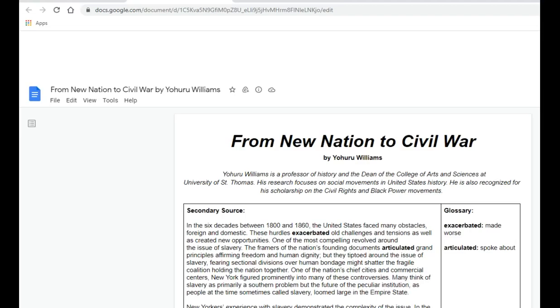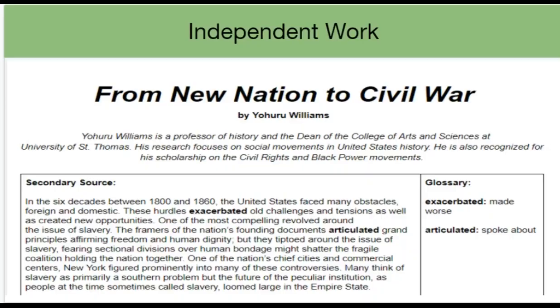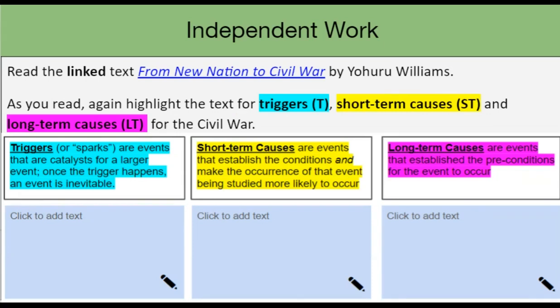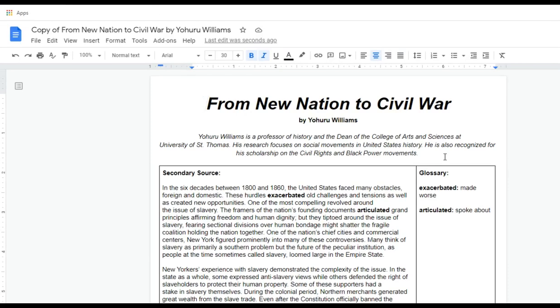Now, this is a hyperlink, okay? Your teacher is going to have to share it with you so you can get edit access and highlight in the source. Okay, for now, I took a screenshot, so we can take it apart. Your teacher is going to give you a copy of the source. If you notice it's hyperlinked over here, they may give it to you that way. You're looking for the triggers, short-term causes, long-term causes. I'm going to model how you want to look at it.